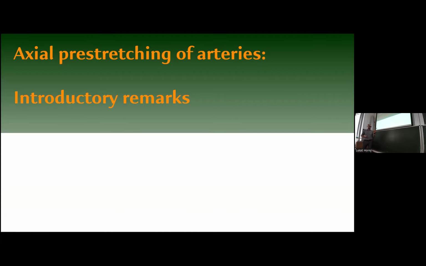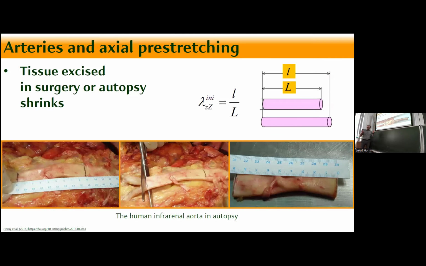One will be an introduction to basic physiological knowledge associated with the phenomenon of the prestretching of tubes, in this case arteries. Then we will see some experimental results obtained in the laboratory with tubes realized as arteries and veins. And then in the end, I will show some theoretical results associated with this. So in the beginning, what is the prestretch I'm talking about?